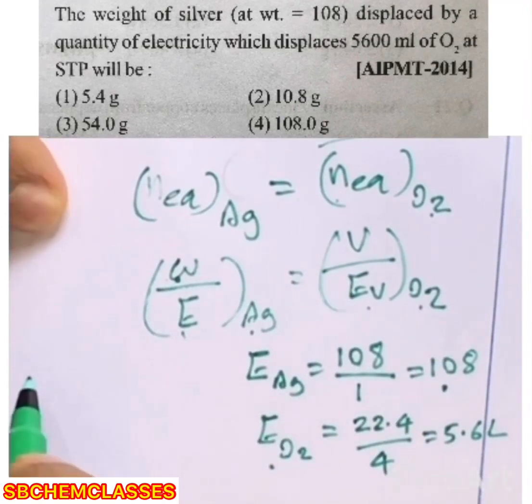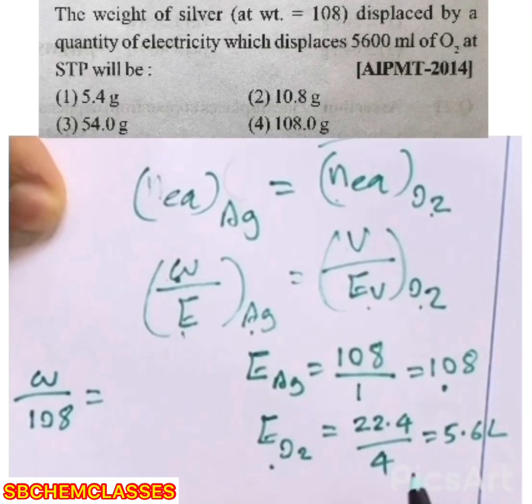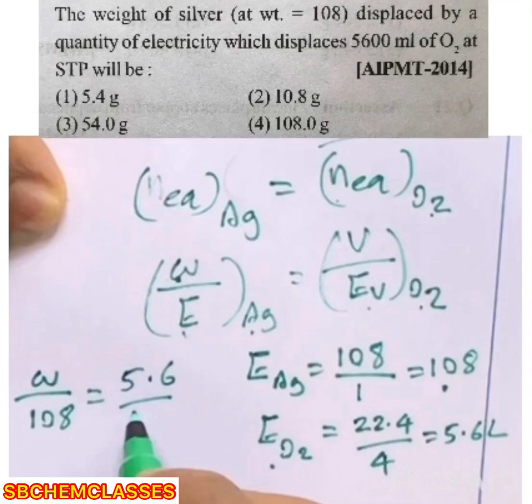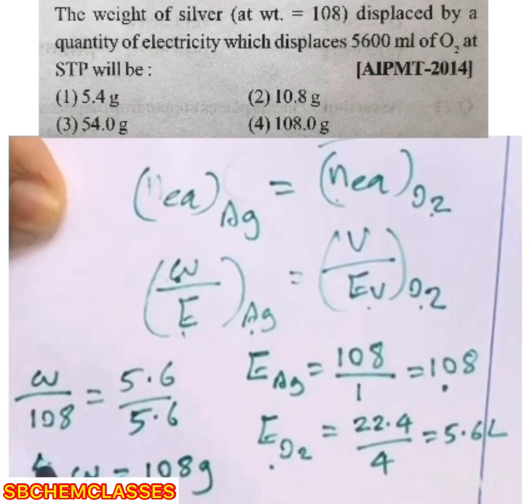What will be W by equivalent mass of Ag, 108. Volume of O2 is 5600 milliliter. By converting to liter, it becomes 5.6 by 5.6. So we can simply calculate it as 108 gram. That is option 4.